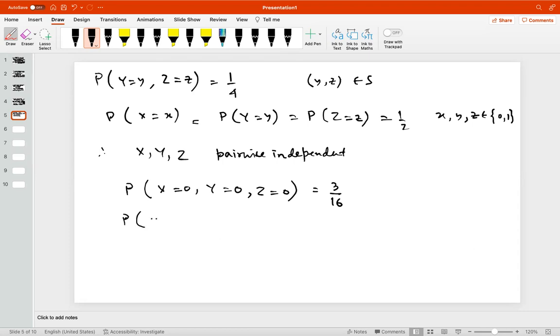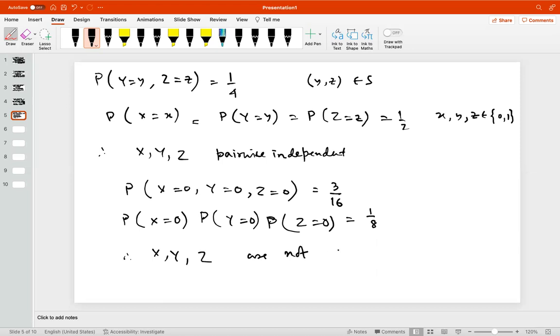But what is probability of x equal to 0? It is just half. What is probability of y equal to 0? It is again half. What is probability of z equal to 0? Again half. So it is just 1 by 8. So it is just 2 by 16. So not equal to 3 by 16. So therefore x, y, z are not mutually independent.